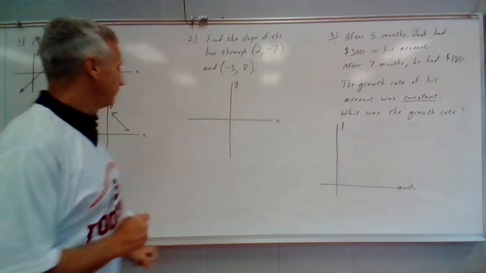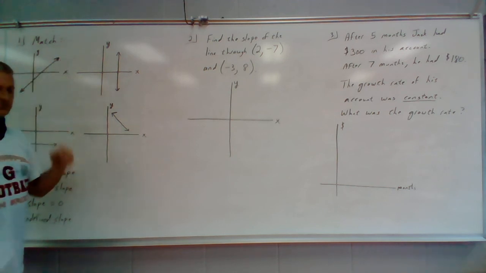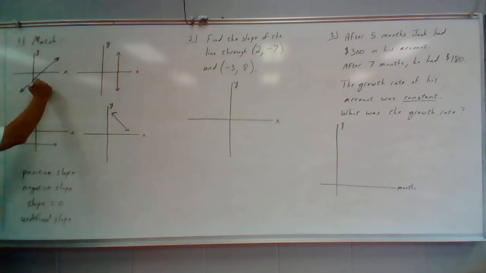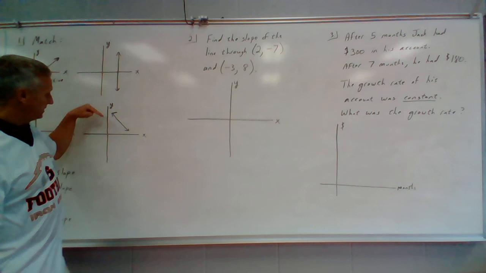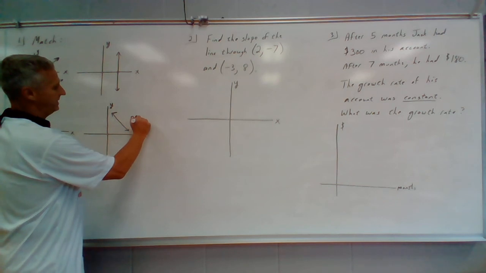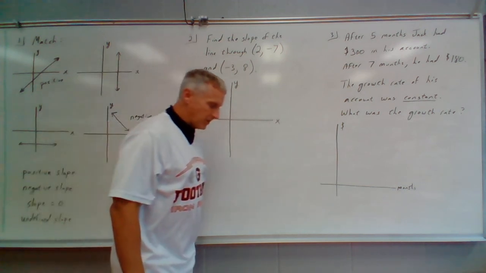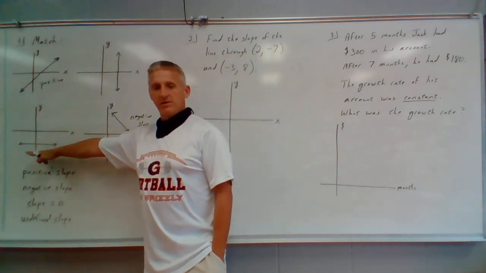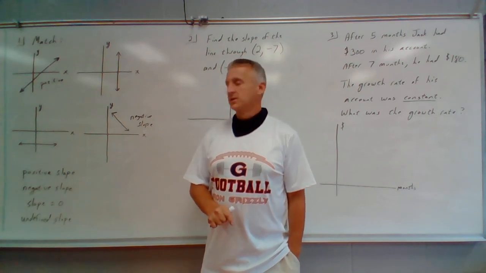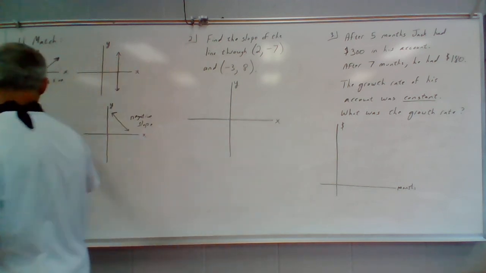Okay, so the first one, let's see. This one, as I go from left to right, is going uphill. So it's increasing from left to right, so that would be the positive slope. This one is going downhill from left to right. It's decreasing downward. So this would be negative slope. And the horizontal line we said had a slope of 0. So the y value doesn't change. The change in y is 0. So this has a 0 slope.